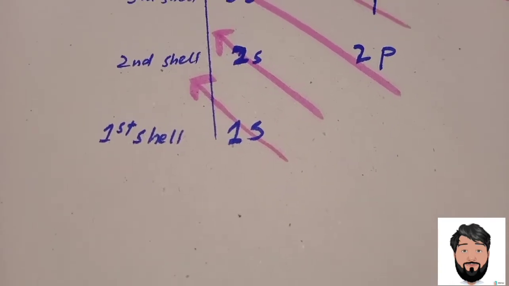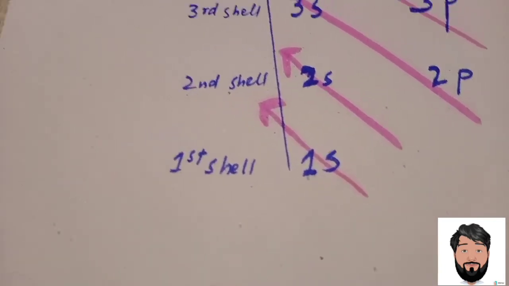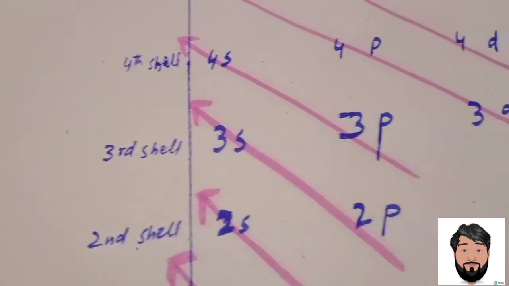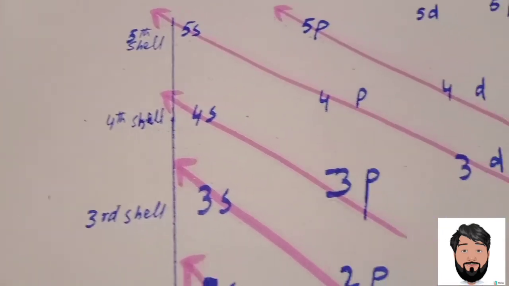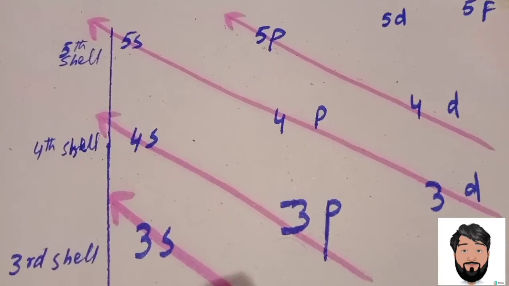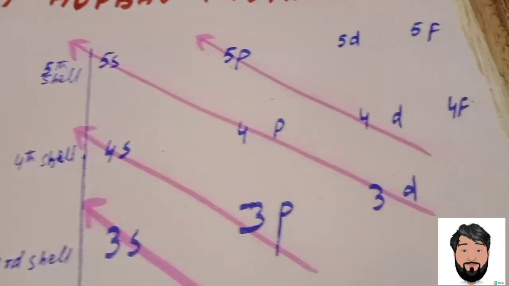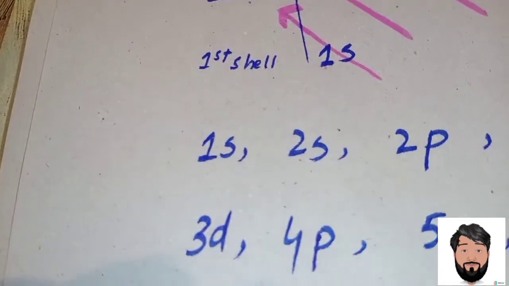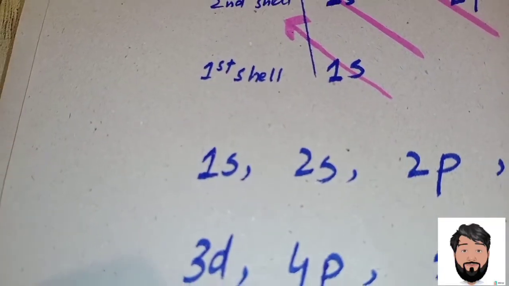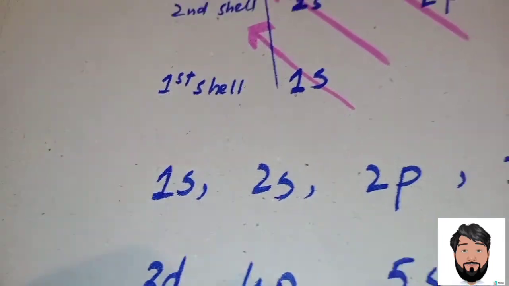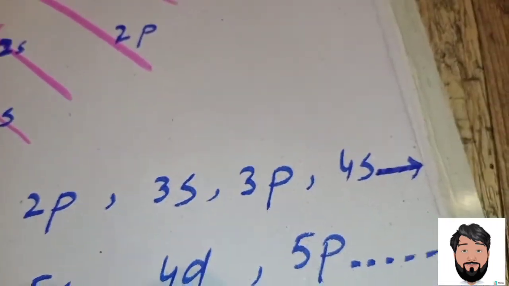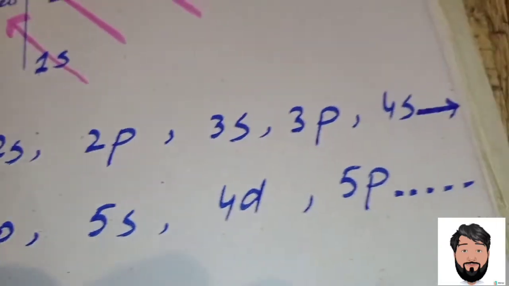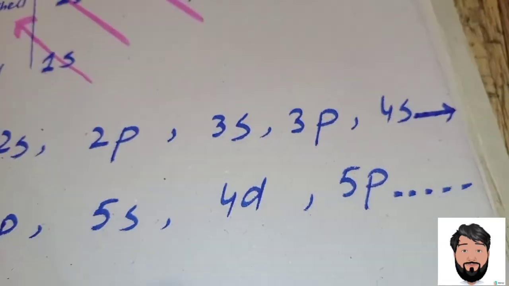So electrons first enter 1s, then 2s, and then 2p, 3s, 3p, 4s, 3d, 4p, 5s, and then 4d, 5p, and so on. Here you will find the electrons will go first to 1s, 2s, 2p, 3s, 3p, 4s, 3d, 4p, 5s, 4d, 5p, and so on.